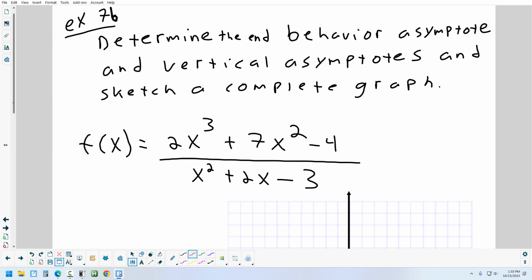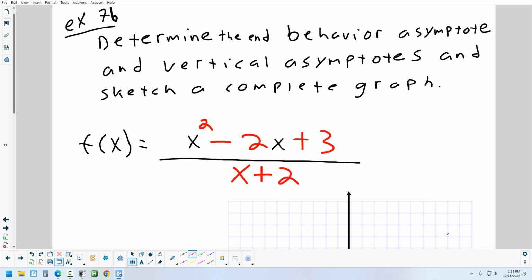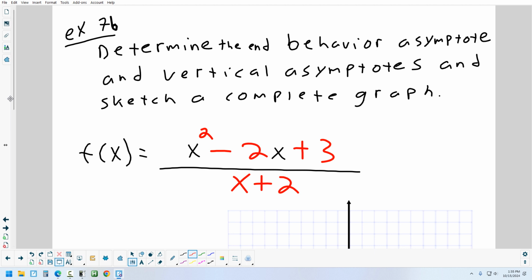Let's try this one and see. Okay, so we changed that one a little bit just so it hopefully works out nicer. It's from the book, so I hope it does. Okay, so it says determine the end behavior asymptote, vertical asymptotes, and then make a sketch.